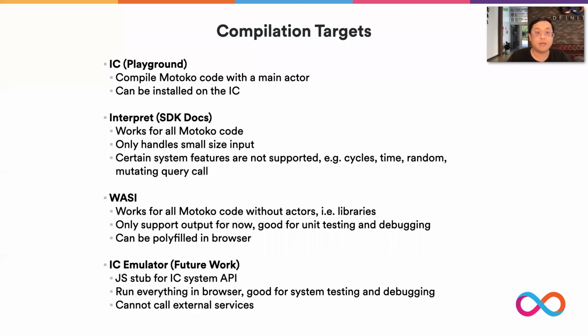Another possible target is to use the JavaScript stub for stubbing out the IC system APIs, so that you can compile the code in IC mode, but once you install, you are interpreting the IC system code locally. This is good for system-level testing and debugging, because if you are deploying to the IC, we know the update call takes a lot of time, and if you are interpreting locally, it's much faster. But of course, the limitation is you can't call external services because everything is running locally.